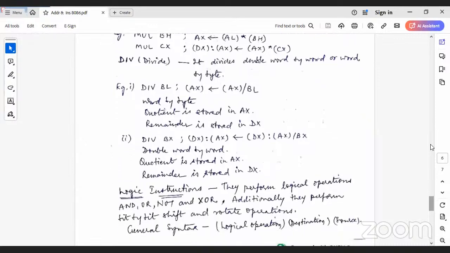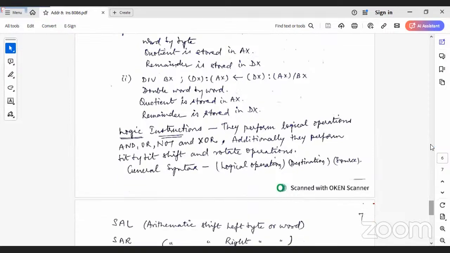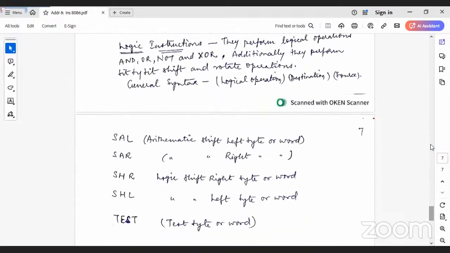Now next is logical instructions. Now this you know very well. In this, some special instructions are included in your logical instructions. So logical operations like AND, OR, NOT, XOR are there. That is there in your 8085 also. And in addition to this, there are shift and rotate operations. So most of the time I am seeing they will ask, explain the rotate operations.